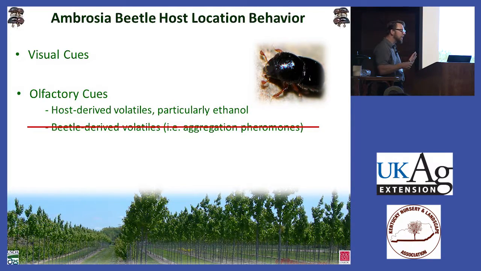Well, without getting into all the research, because basically it was all negative data in the sense that there's no evidence that these beetles are producing an aggregation pheromone. So in other words, what we see is that they're targeting certain trees for attack based on what volatiles, what attractants those trees are producing.